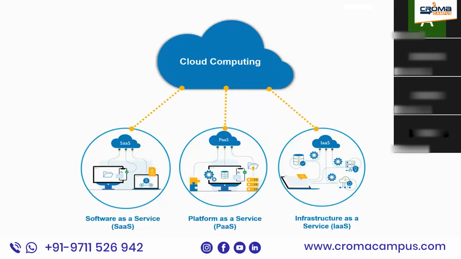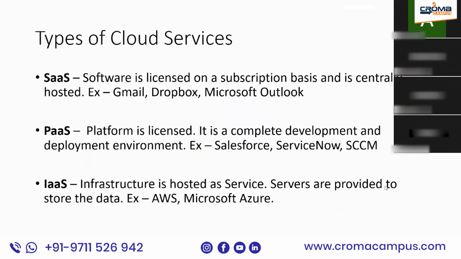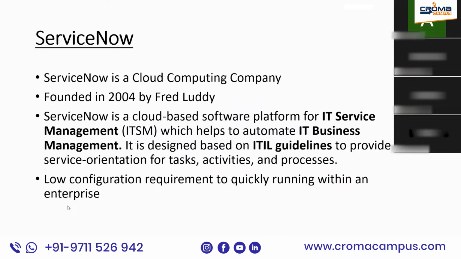All right. So that is my objective of telling you about cloud and cloud computing and platform as a service being ServiceNow. That is why I told you about all of this. Now, SaaS software is licensed on a subscription basis and is centrally hosted. Examples: Gmail, Dropbox, Outlook, Google Drive. Platform as a service: the platform is licensed. It is a complete development and deployment environment like Salesforce, ServiceNow, SCCM. Infrastructure as a service: infrastructure is hosted as a service, and servers are provided to store data. Examples are AWS, Microsoft Azure.